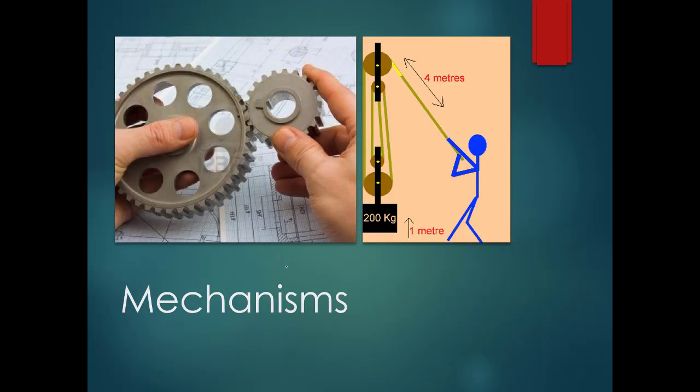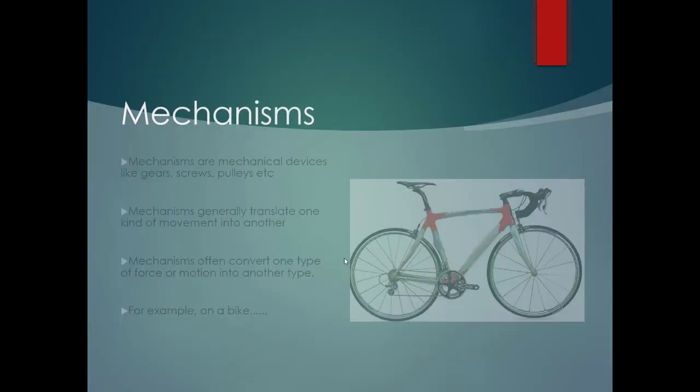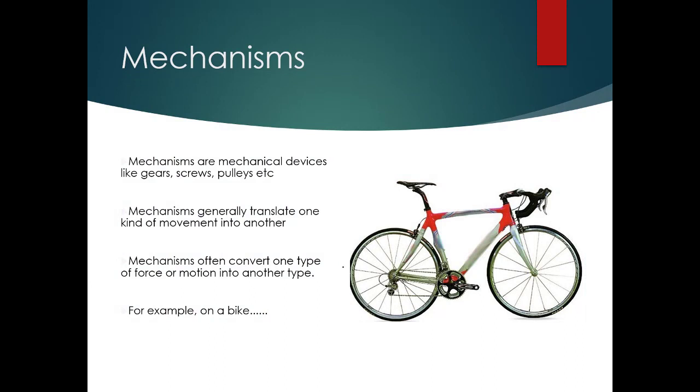Okay, this is a short video on mechanisms for Junior Cert Engineering and Junior Cert Metalwork students, just to introduce the common types of mechanisms found today. So if we start off by asking what an actual mechanism is, a mechanism is any mechanical device such as gears, screws, pulleys, whose primary purpose is to translate one kind of movement into a different kind of movement.